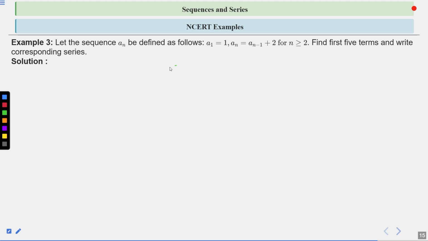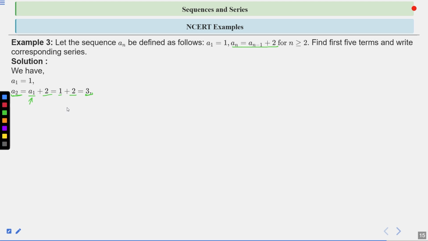Solution. We have the first term as 1, already given to us. For a2, the second term, how are we going to get it? By using this recurrence relation. Just plug 2 in place of n. So a2 is a(2 minus 1), which is a1 plus 2. We know a1 is 1. So 1 plus 2, which is 3. Now this gives me the second term as 3. So the first term is 1 and the second term of my sequence is 3.